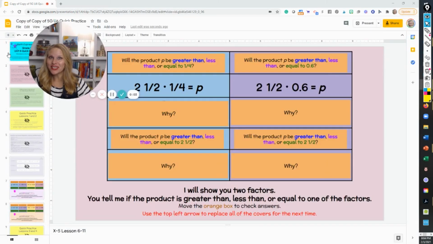Grade 5, Unit 6 quick practices. So in this unit, students are going to work on their situation and solution equations for addition, subtraction, and multiplication and division, as well as some fluency about what we can predict with our answers.